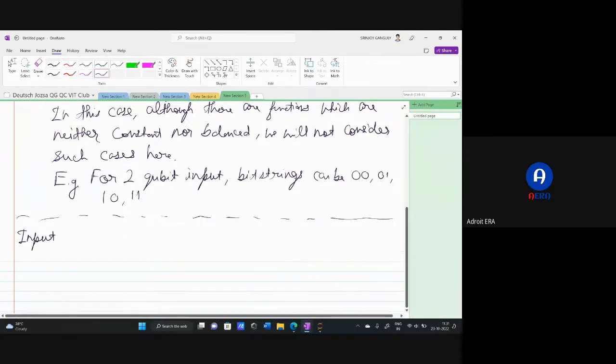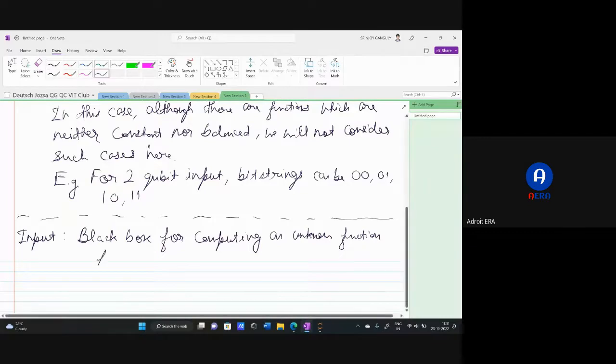Input is what? Again, we have an unknown Oracle, a black box for computing an unknown function. Okay, we have a black box for an unknown function.